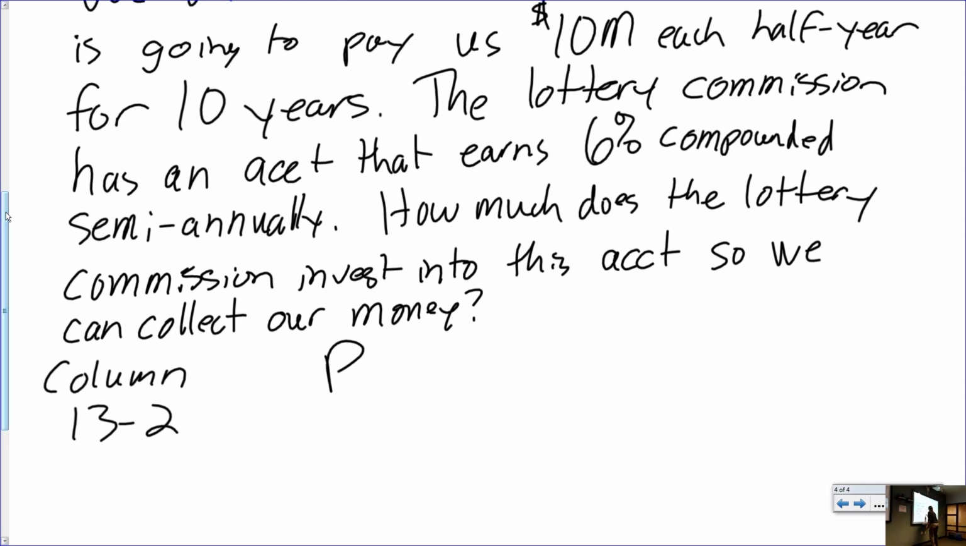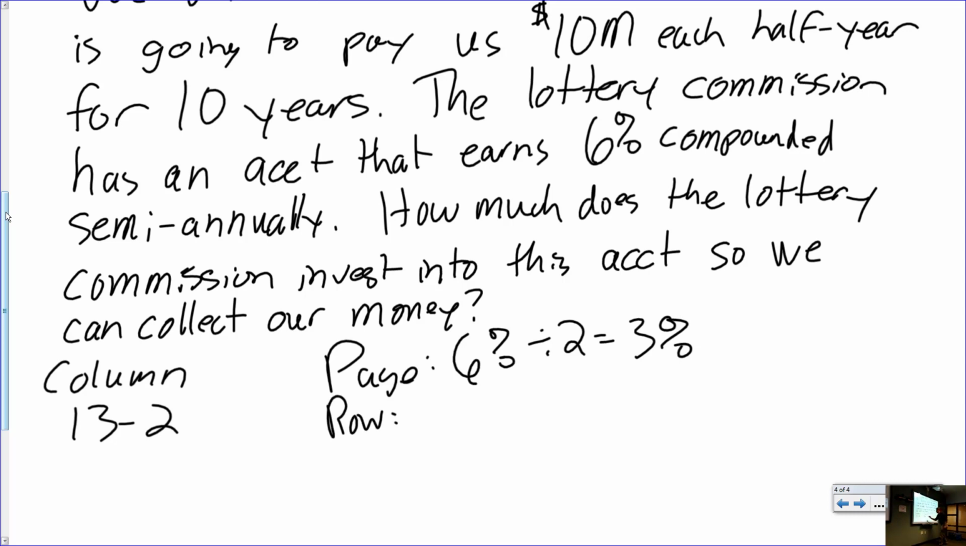Now, what page am I going to go to? Why 3%? Semi-annually, so you divide by 2. So all the mechanics that we were working with before, still the same, right? They never change. That's the nice part about all these columns in the first 5 columns of this table. What row am I going to go to? We're getting paid for 10 years, twice a year, 20 periods, right?